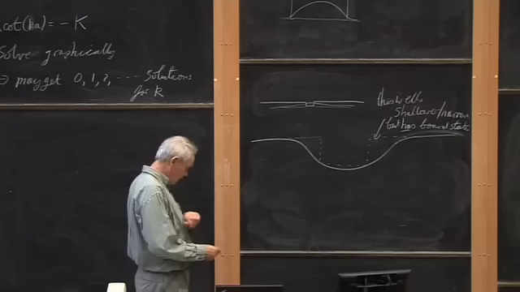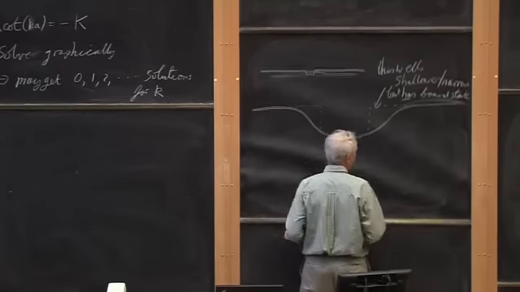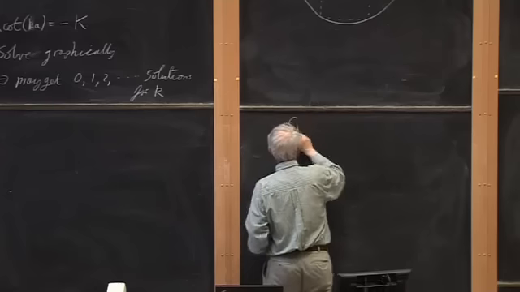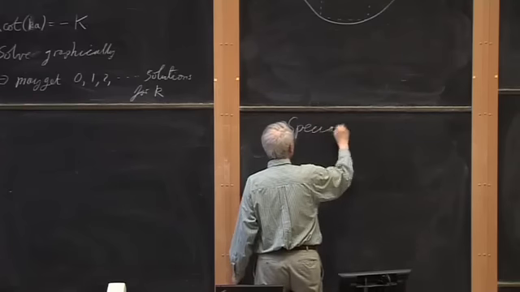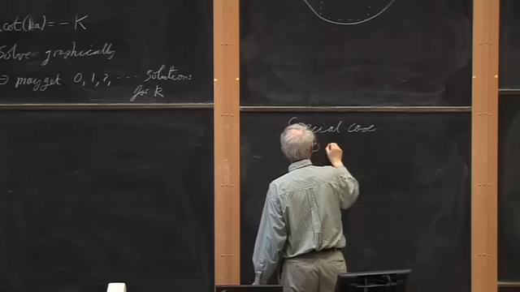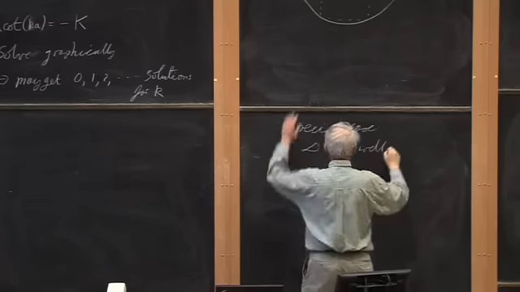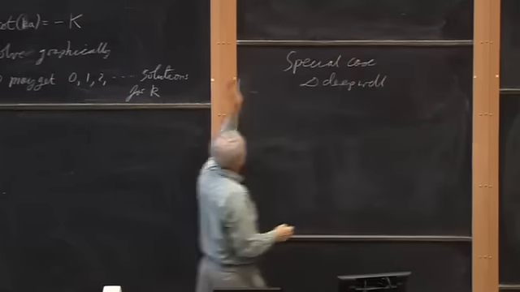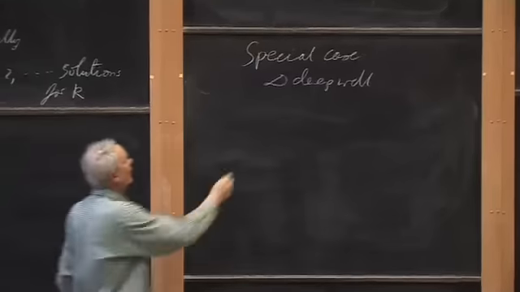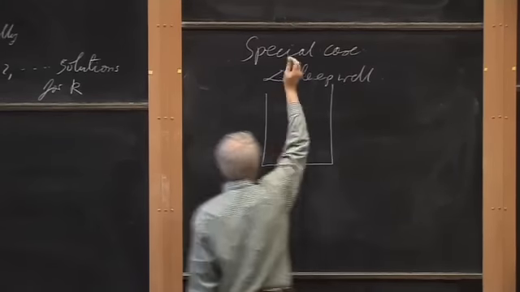What happens now? Let's conclude with a special case, an important special case, which is the infinitely deep well. So now we let V0 become arbitrarily large, and we have a well that looks like this. It just goes up and up and up.